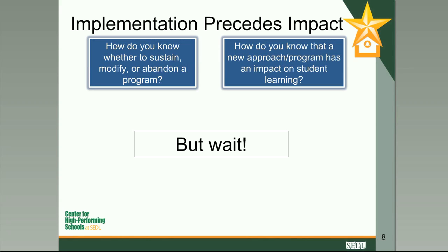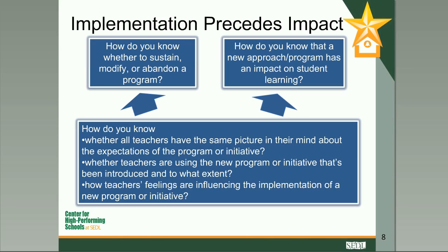But wait, before you can really answer either of those two questions, you need to think about the bigger questions listed here that relate to implementation. Do all of the teachers have the same understanding about the program expectations? To what extent are they using the new approach? How are teachers' feelings influencing implementation? The concerns-based adoption model can help you to answer these implementation questions.